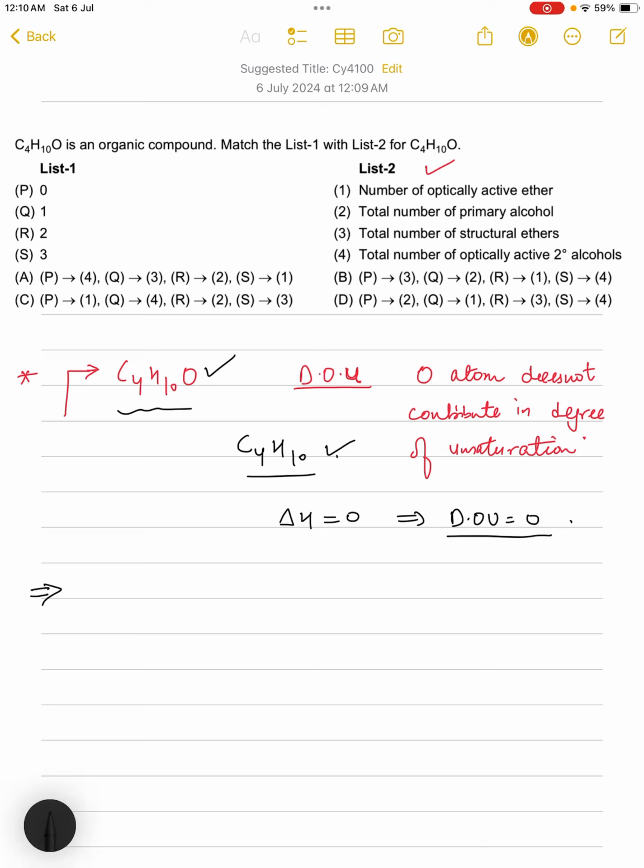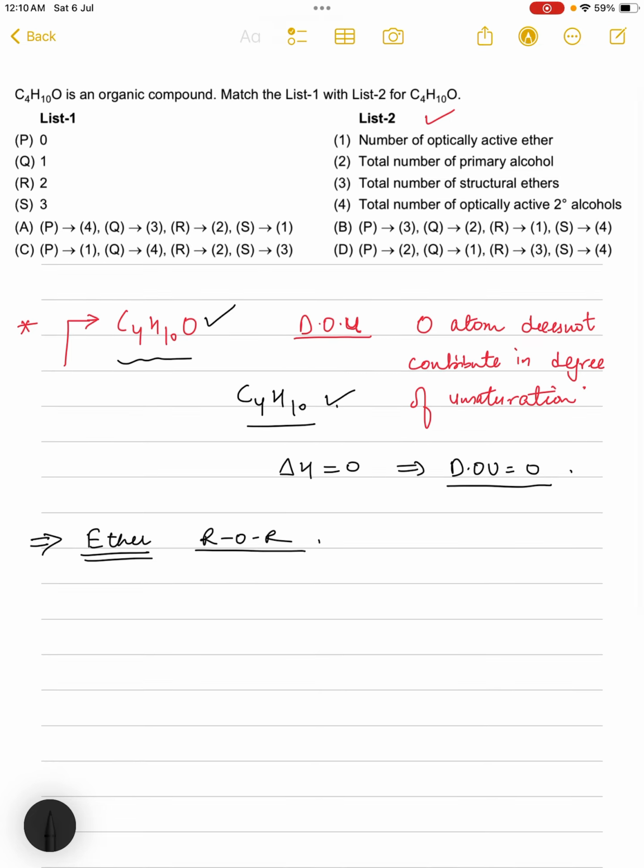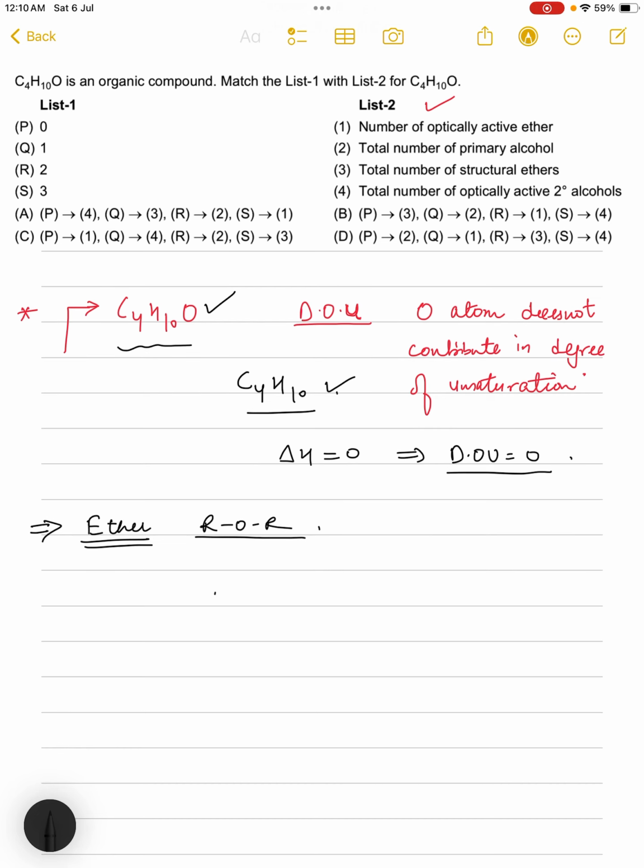Now, option 1. If you look at list 2, option 1 says the number of optically active ethers. So first of all, we need to draw the number of ethers, right? Now we know ether is what? Ether is basically ROR. So we have to draw different types of alkyl groups around the oxygen.